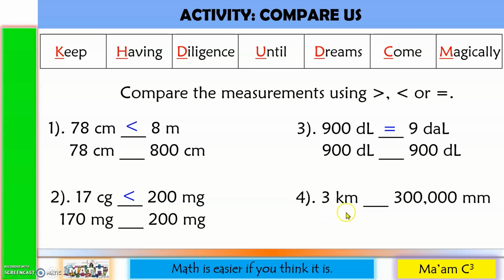Last one, 3 kilometers and 300,000 millimeters. So this time I will convert millimeters to kilometers. So millimeters in milli and kilometers in kilo. So that would be 1, 2, 3, 4, 5, 6. 6 steps going to the left. So the decimal point is in here. 1, 2, 3, 4, 5, 6. So this is equal to 0.3 kilometers. So let's compare 3 and 0.3. So 3 kilometers is greater than 300,000 millimeters.